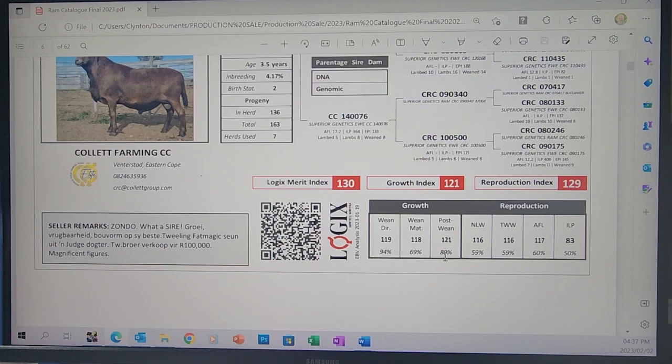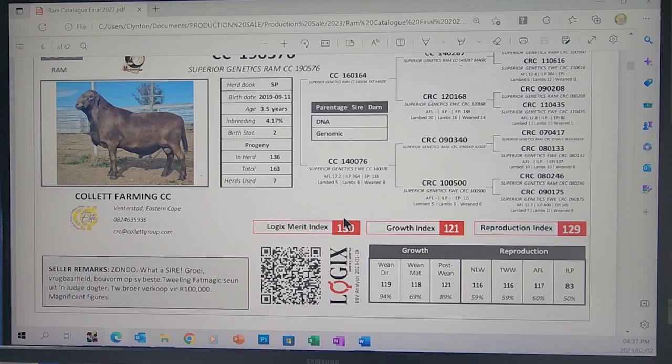So I can, with all accuracy, tell you his lambs are going to be heavier at wean. His lambs are going to be heavier at post-wean. And then that's looking very good as far as reproduction is concerned as well. That's why the reproduction index is already so high. So this is a ram that has proven himself, not just with the quality of lambs.